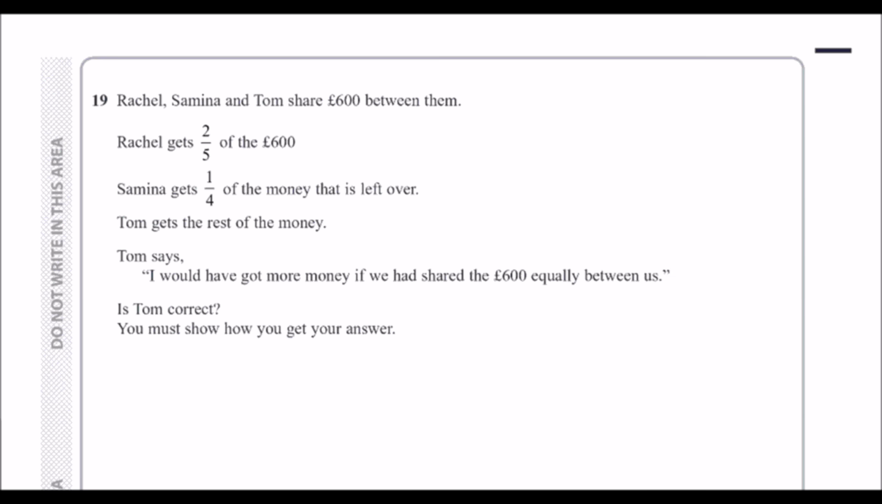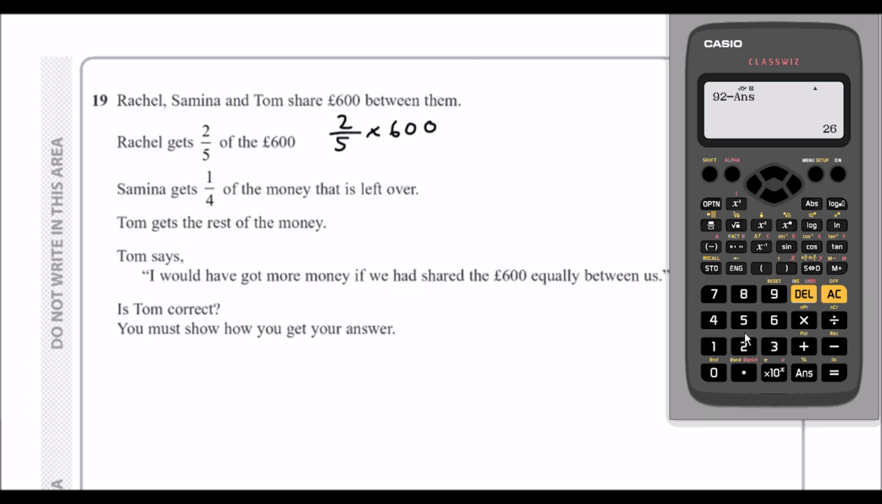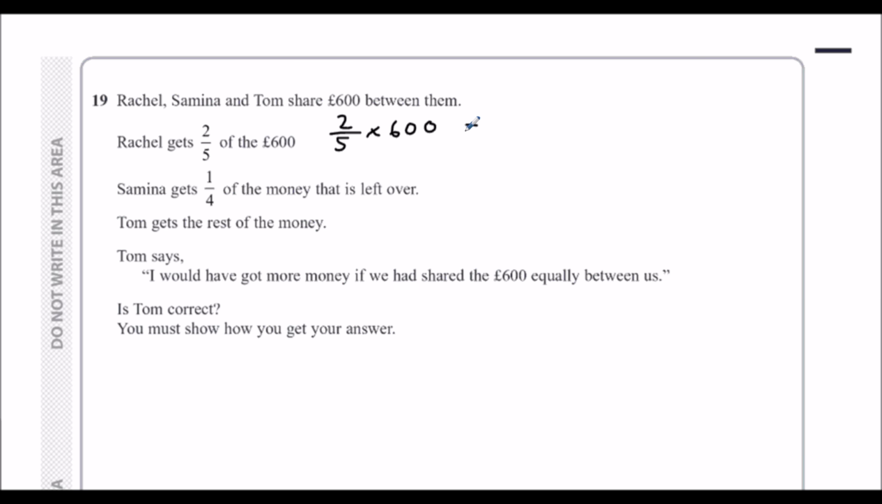Question 19. Rachel, Samina and Tom share £600 between them. Rachel gets 2/5 of 600. So when we're saying 2/5 of 600 on the calculator, we can do 2/5 times 600. So let's work out what Rachel gets. 2/5 of, so times 600. And that's £240.